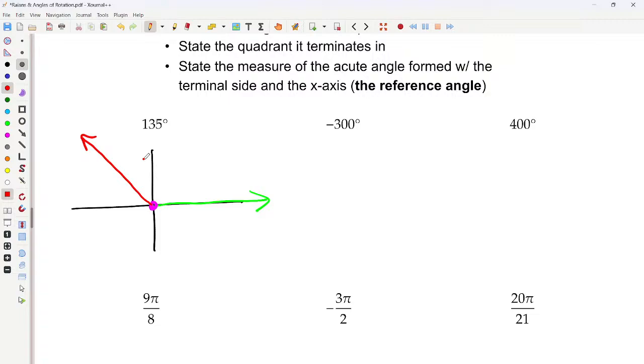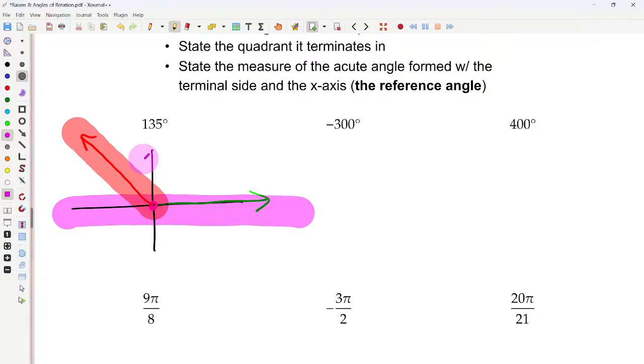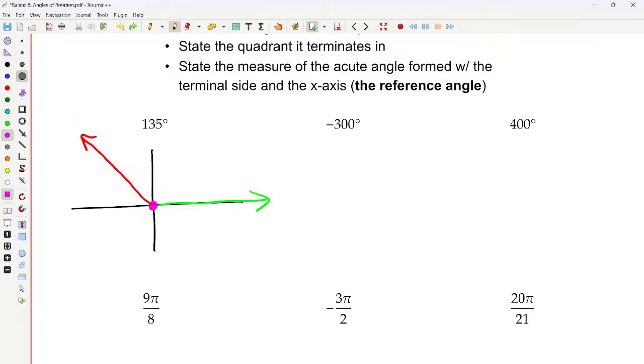135. State the measure of the acute angle formed with the terminal side. So here's our terminal side. Here's the x-axis. There are actually two angles formed. Again, x-axis, terminal side. Here's an angle, and that's a different angle.